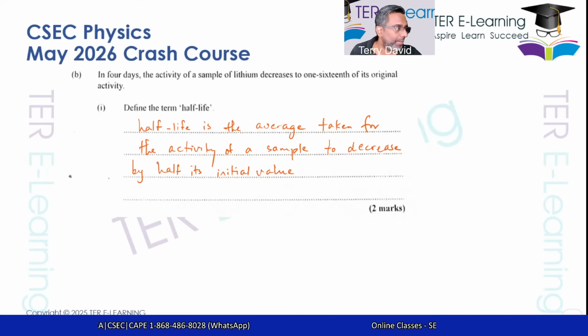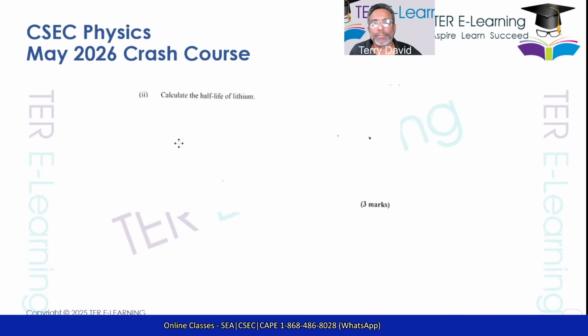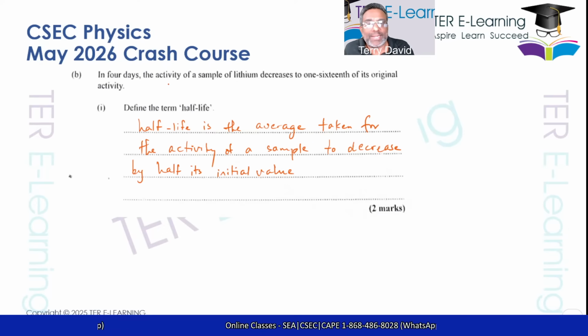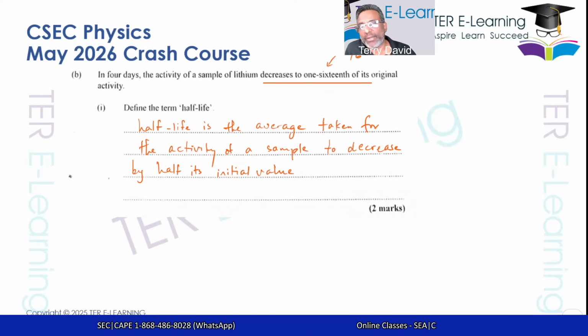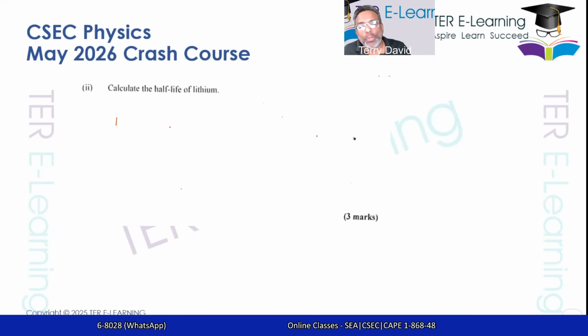Now the next part is to calculate the half-life of the lithium. They spoke about the activity decreasing to 1/16 of its original value. Whenever we start speaking about fractions, all you need to do is start off with a whole. So 1 is the original amount, and let's start decreasing it. After 1 half-life, we expect to get half.